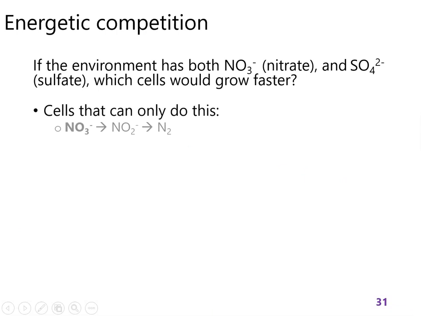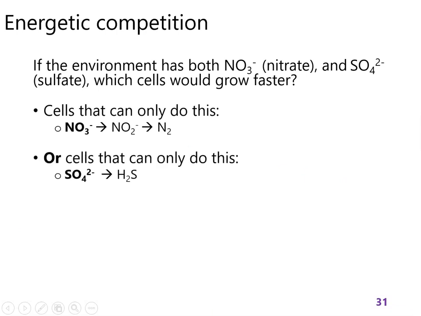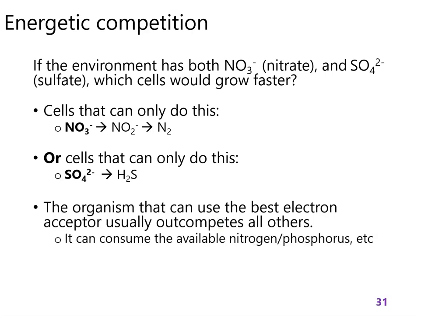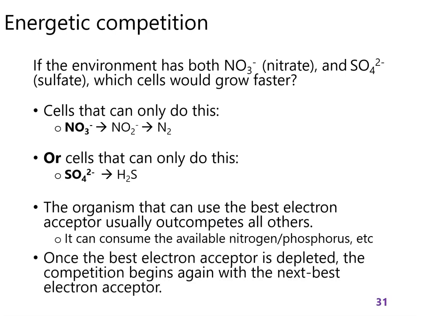Right, and this slide just spells that out. And the organism that uses the best electron acceptor usually is going to win. It's going to be able to use up the other nutrients in the environment so that others can't use them. It consumes the available nitrogen and phosphorus. And right, so I've said all these things.